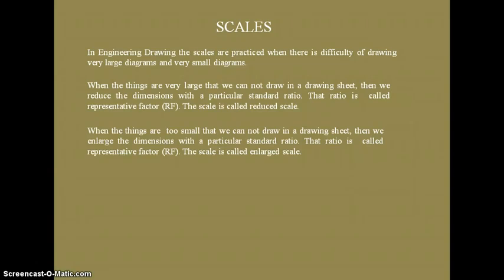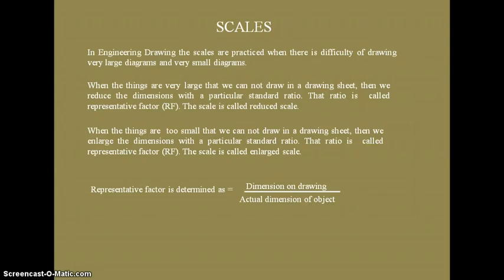Next, the formula for the representative factor. The representative factor is equal to the dimension on a drawing divided by the actual dimension of the object. When you go for a larger object, the dimension on a drawing sheet will be small. Whatever small value you are considering is the dimension on a drawing, and the actual dimension of the object is the large dimension that we cannot represent on a drawing sheet. Based upon those values we find the representative factor: dimension on drawing by actual dimension of the object.